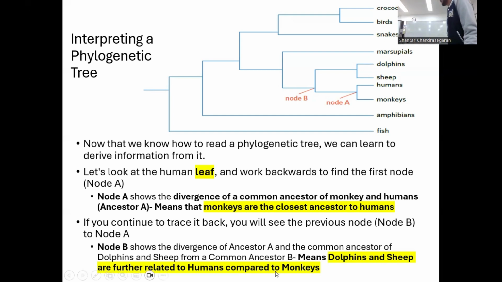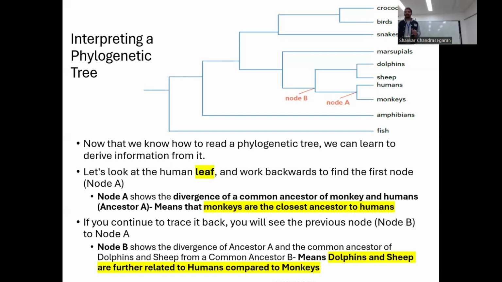Again, look here. Node B shows divergence from ancestor A. Ancestor A is this one, the common ancestor that diverged to become humans and monkeys. So node B shows the divergence of a common ancestor to become ancestor A, and also another ancestor for dolphins and sheep. So they do share relatedness, but it's a more distant relation compared to monkeys and humans. Who's confused here? If you are, please let me know. We can go through it a bit more with a different approach.